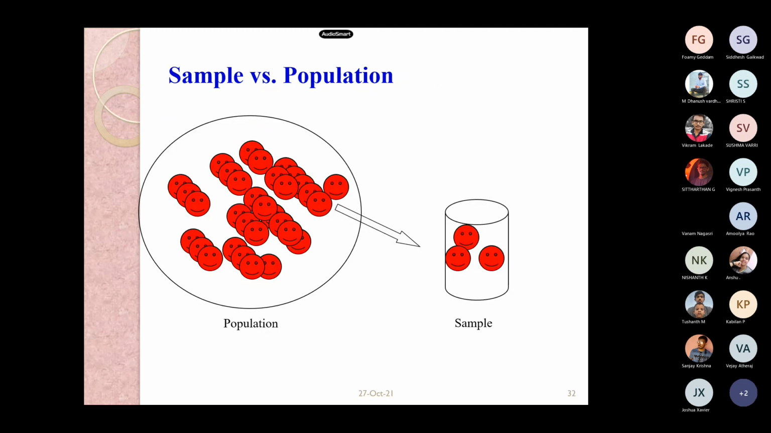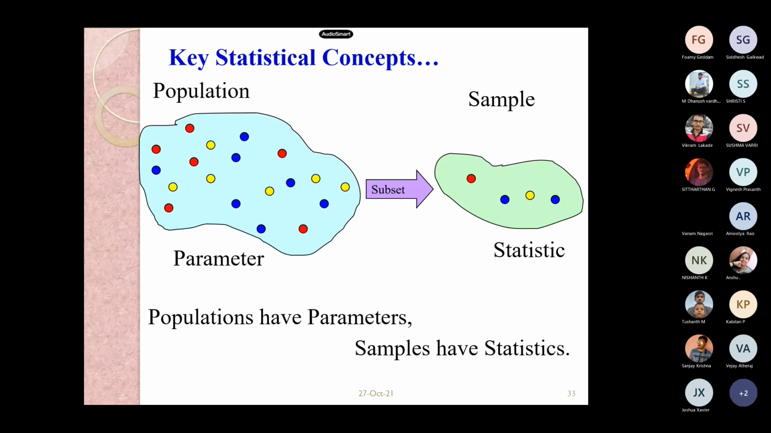See, here a set of population and the sample is given. Here the red balls alone are shown, but practically that won't be possible. It would be in different properties. See here, the population might have a different set of colors like red, yellow, or blue.